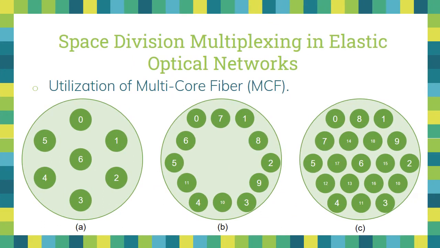In the elastic optical networks literature, there is a new technology which considers the application of multi-core fibers in the network's links. So instead of just one core, the links now have 7 or 12 or 19 cores, and each core has its own set of slots. So with the application of multi-core fibers, now we have more resources to allocate inside the network. In this figure, we show some examples of multi-core fibers with 7, 12 and 19 cores.